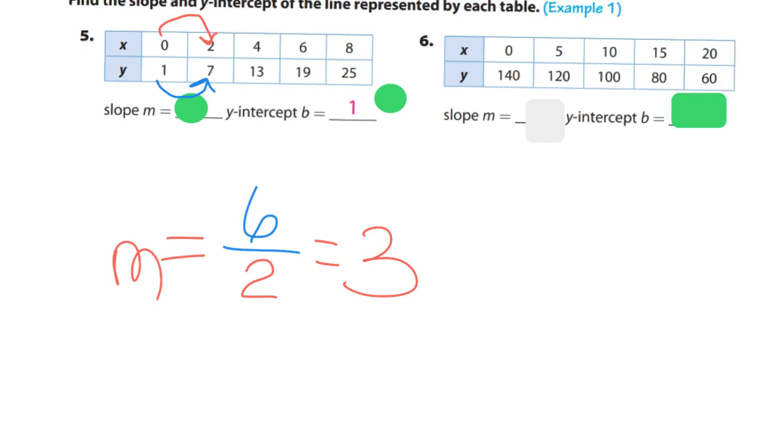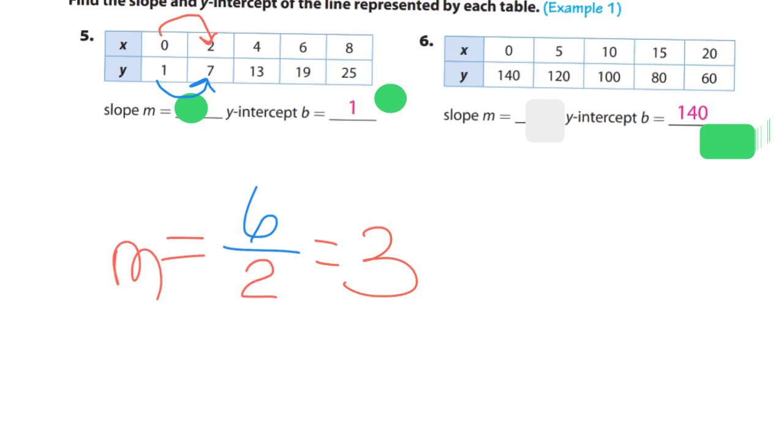All right, let's do problem number 6. Again, your intercept is the easiest because you have a 0 here. Remember, if you were going up by 5s, I'd have you subtract by 5s until you hit a 0. Well, you already have a 0. So your y-intercept is automatically 140.